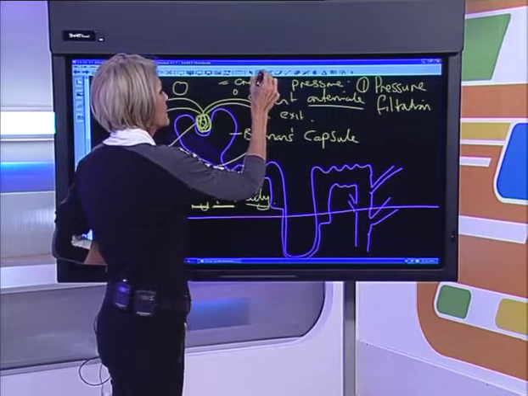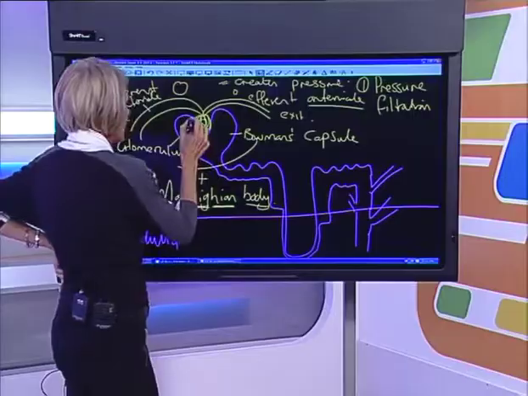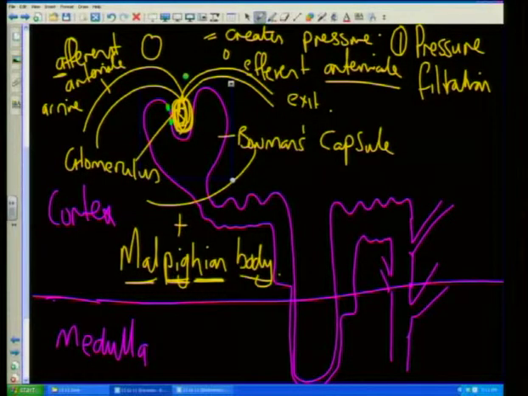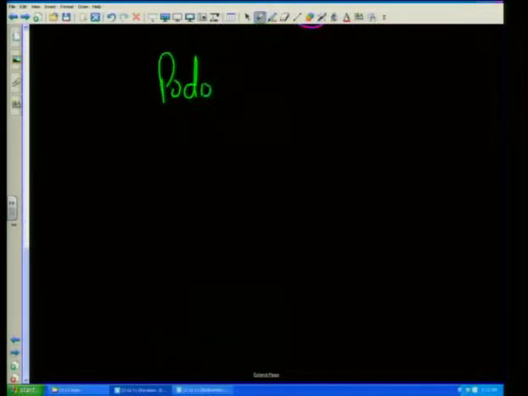Now we've got something else, and I'm going to make it in lime green. Sitting here around the inside surface of the Bowman's capsule, we have little structures. Those little green things are not aliens. They are called podocytes.